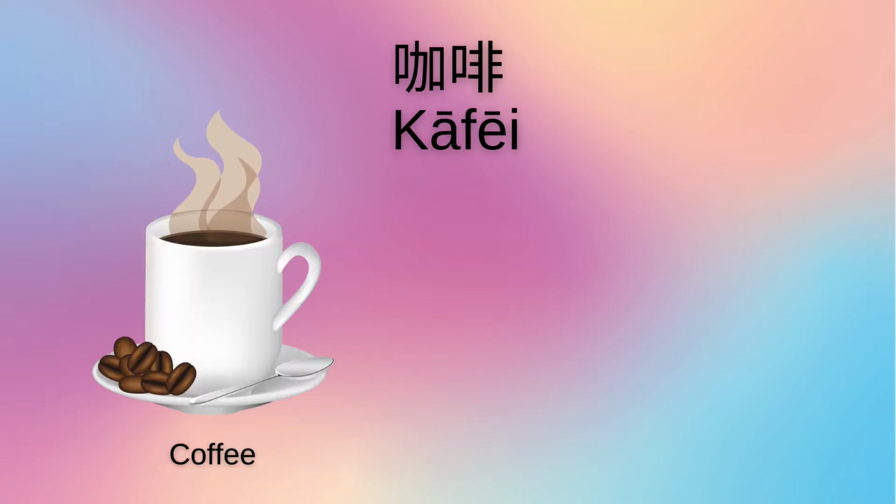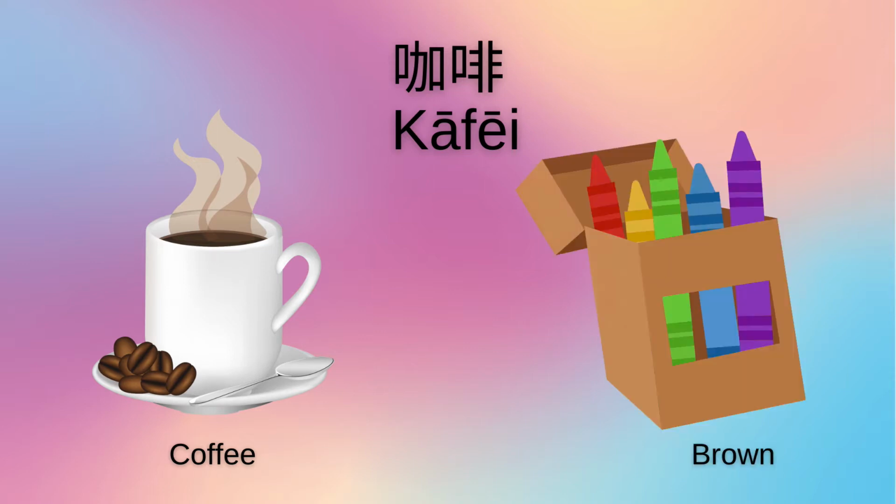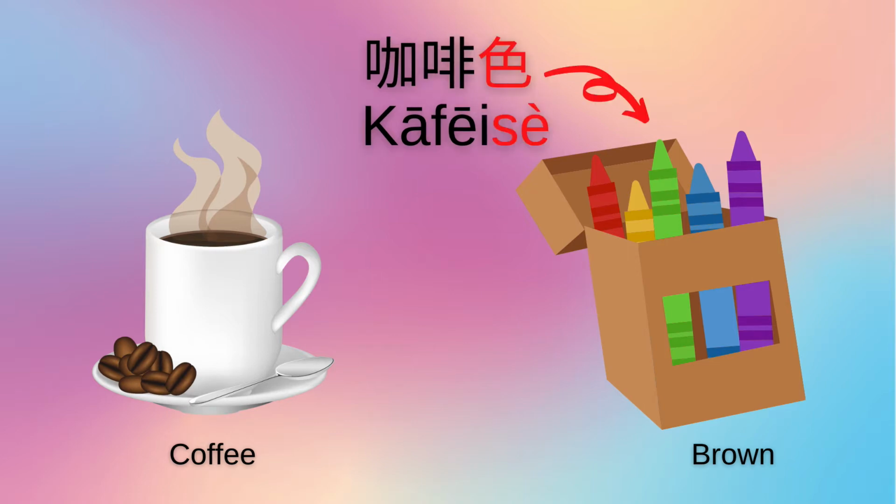Even if you're a beginner, you probably know that 咖啡 means coffee because it's a Chinese loanword that sounds a lot like the English word coffee. But 咖啡 is sometimes used to refer to the color brown. In those situations, the color indicator word 色 would need to be added for your audience to realize that you're speaking of the color and not the beverage.